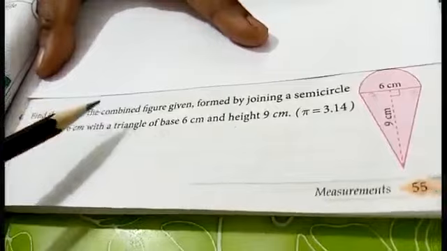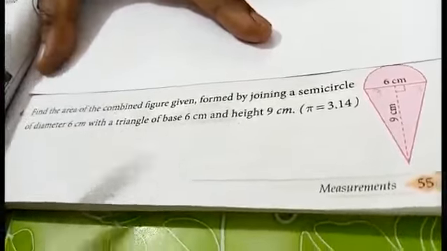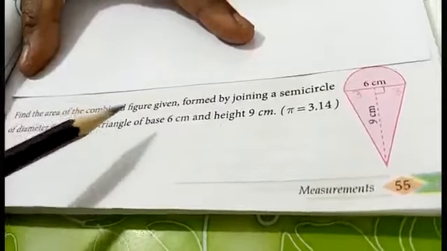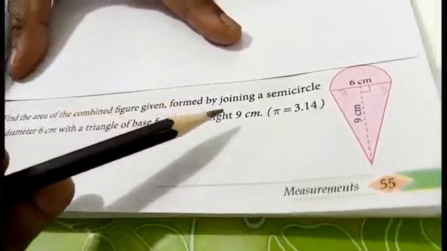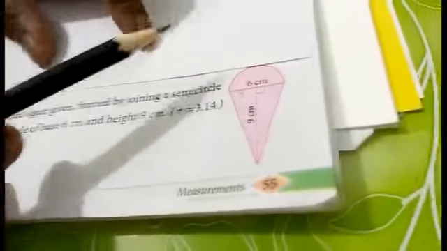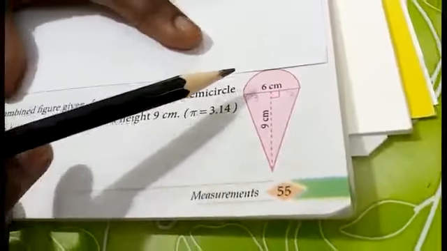Exercise 2.2, fourth sum. Find the area of the combined figure formed by joining a semicircle of diameter 6 cm with a triangle of base 6 cm and height 9 cm. They have given you pi equal to 3.14, students. If you see here, in this figure, we are having two shapes.